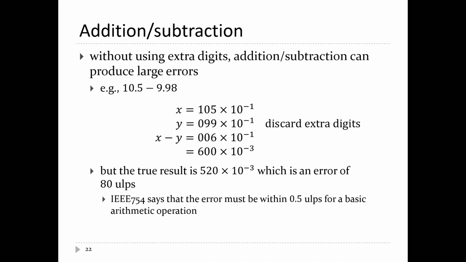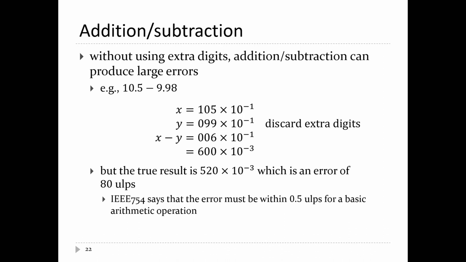Which is enormous if you look at the standard that governs floating point arithmetic. IEEE 754 says that any arithmetic value computed using two floating point numbers should always produce a result that is within 1/2 an ulp of the correct answer.